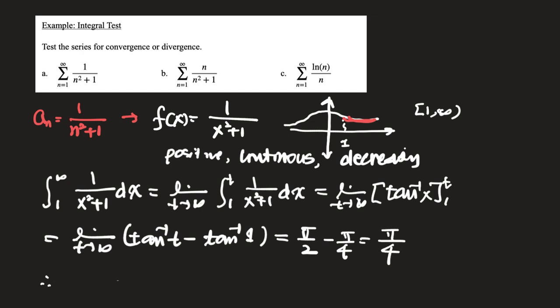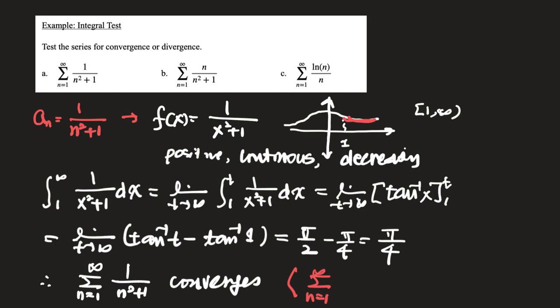Now, the conclusion is we're going to say this infinite series converges. But we're not going to say the sum of this series is pi over 4. We don't know exactly the sum of this infinite series. One thing we know here, guys, is that this series converges based on the integral test.